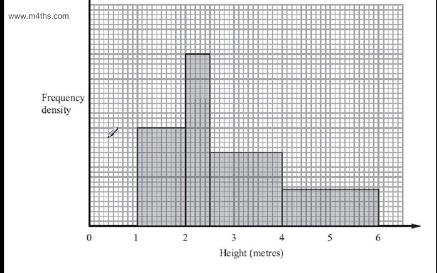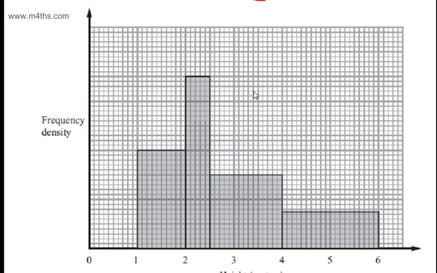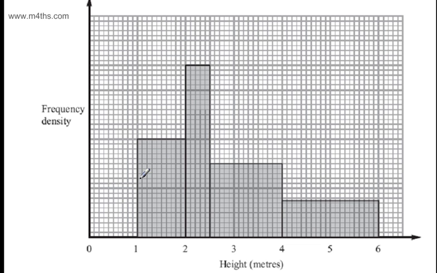meters. Okay, this time we don't have a frequency density. What we do have is a frequency. So our frequency is 540. There are a few different ways that you could approach this question. What I'm going to do is look at counting blocks.